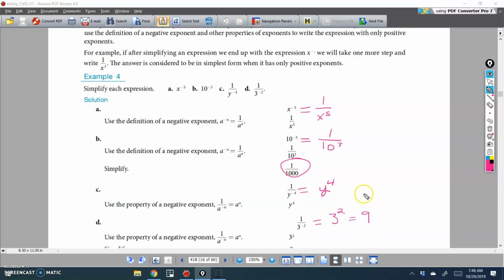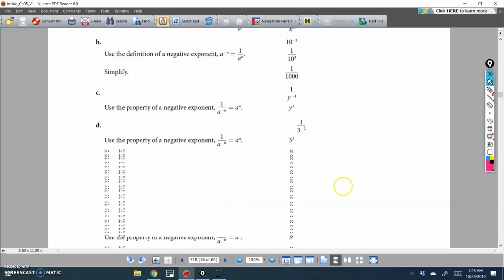Okay? So negative exponents, wherever the exponent is, if it's in the numerator, put it in the denominator. If it's in the denominator, put it in the numerator. And then make it positive. After you flip it, you make it positive. So that's negative exponents.